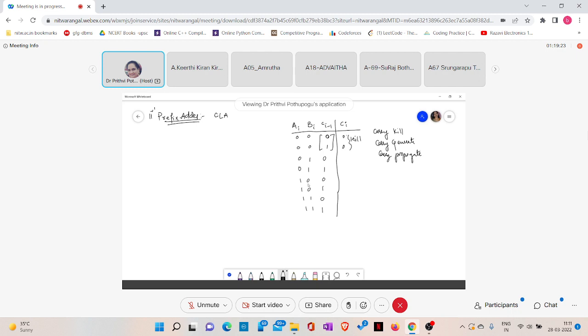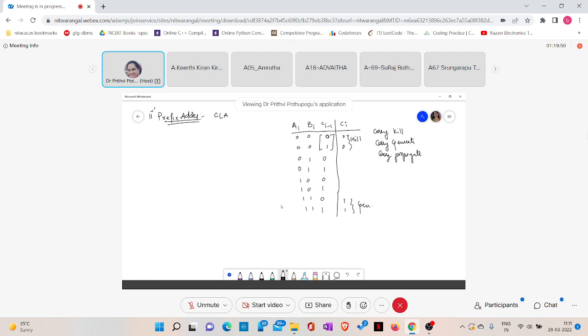This is the carry kill condition. And when the in place bits are 1 1, whether there is a carry from the previous stage or not, obviously there will be a carry generated. So this is the generate condition.